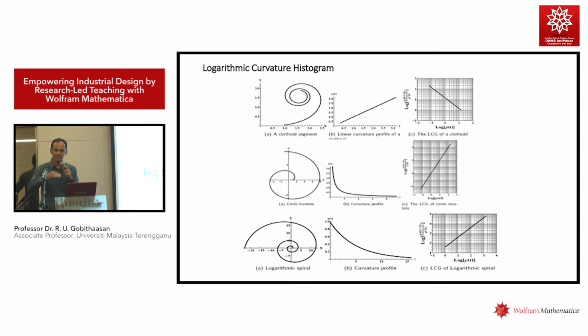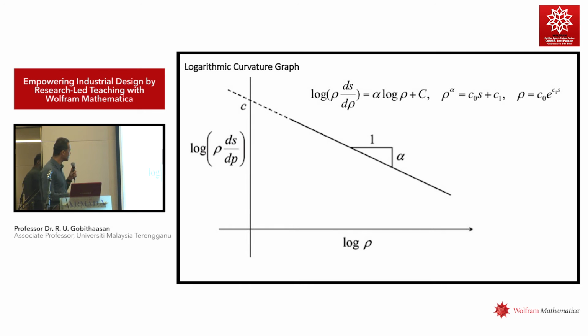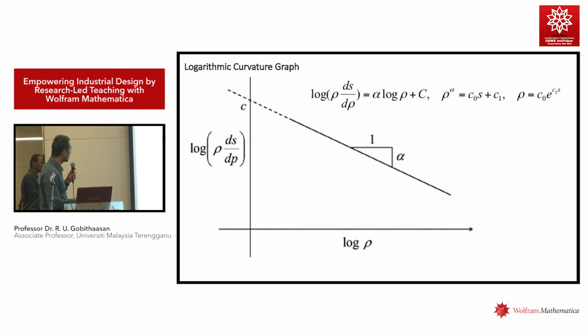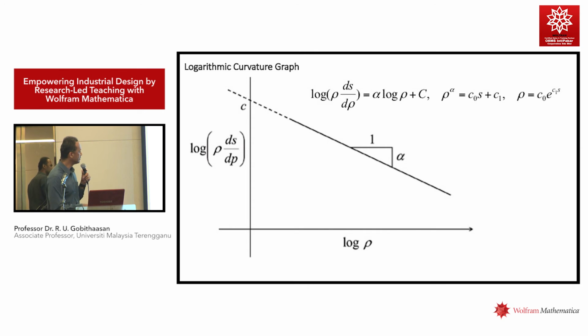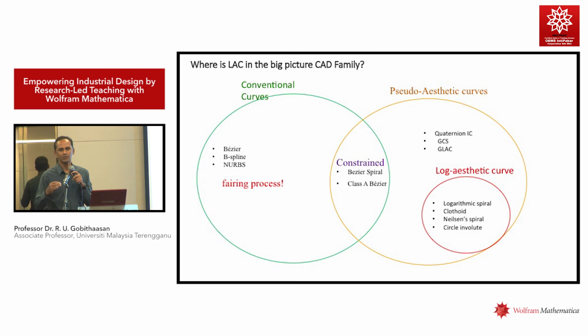The circle, remember the circle that I showed? The radius of the circle is the radius of curvature. So if you draw this logarithmic curvature graph for a curve, and that curve is linear, then that curve is called a log aesthetic curve.